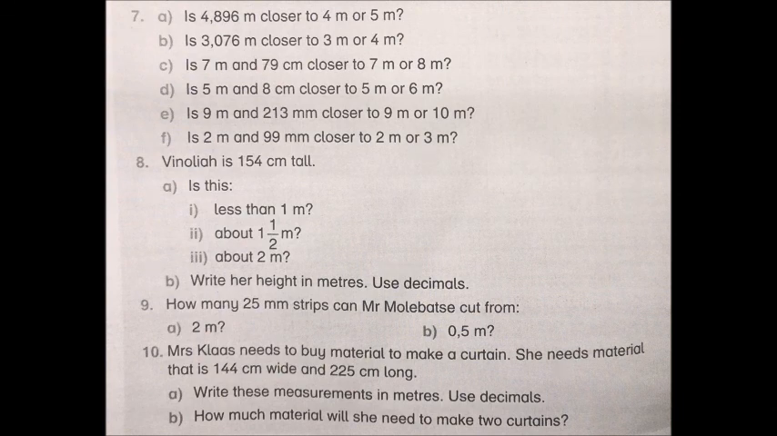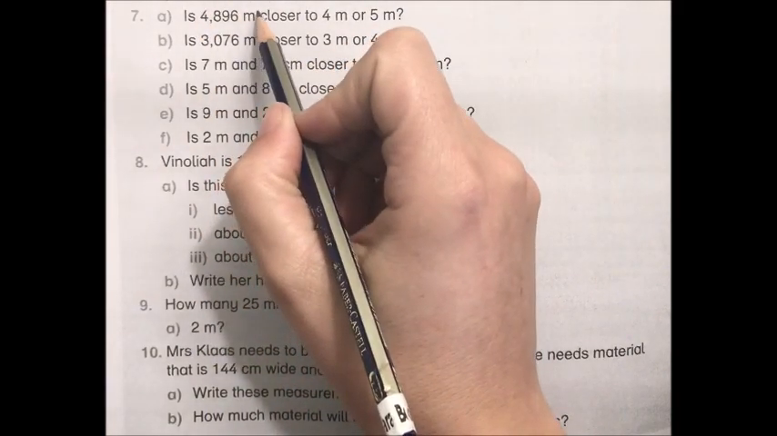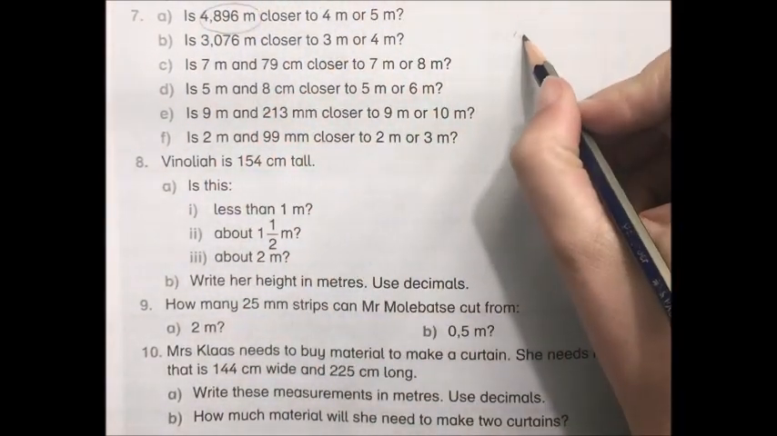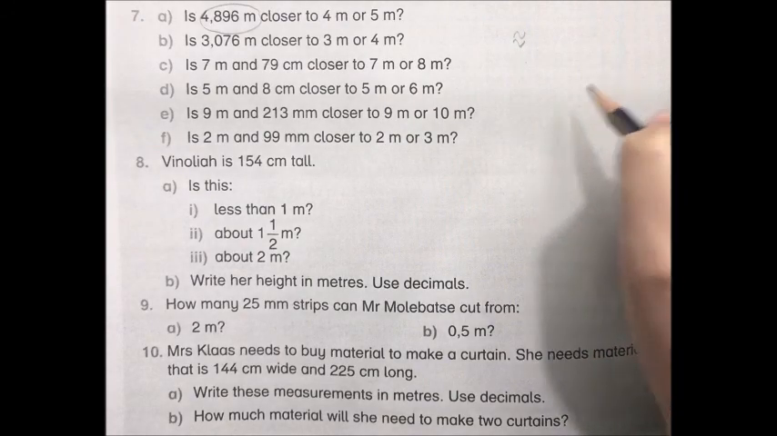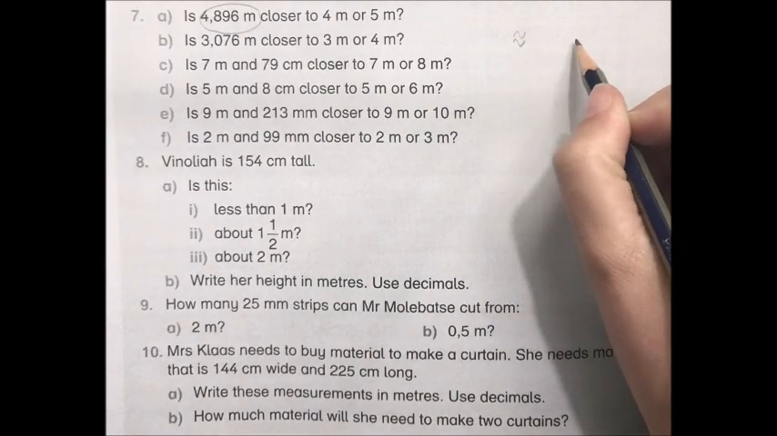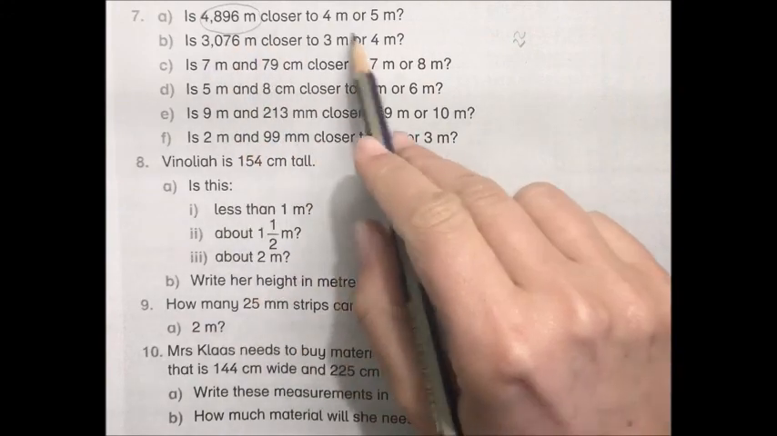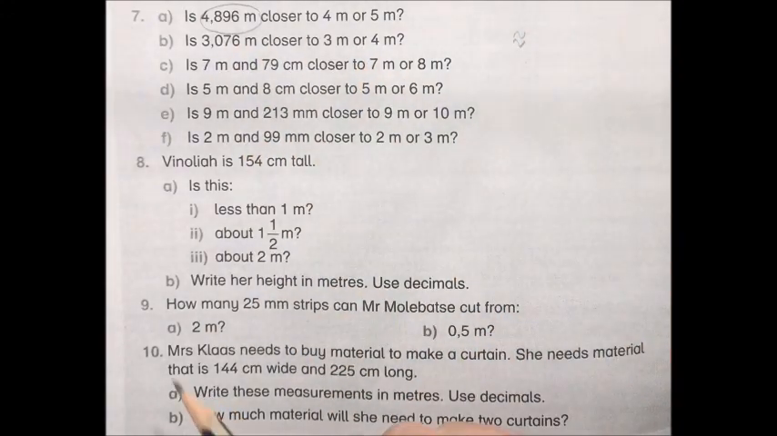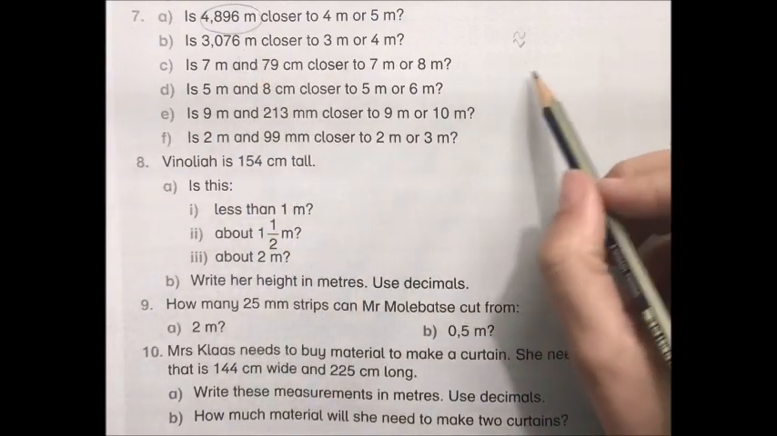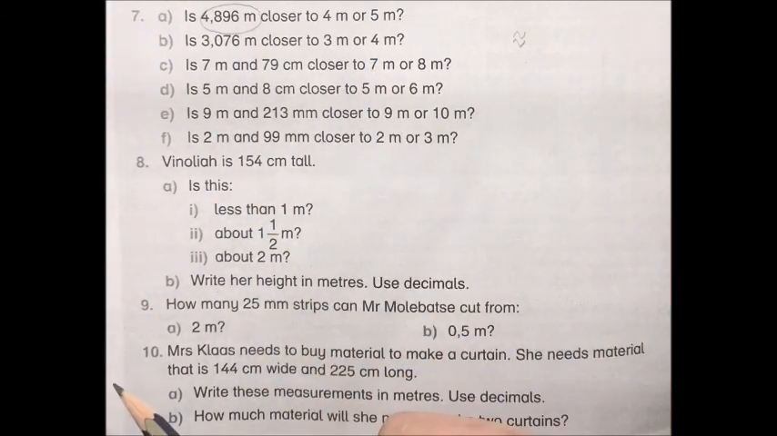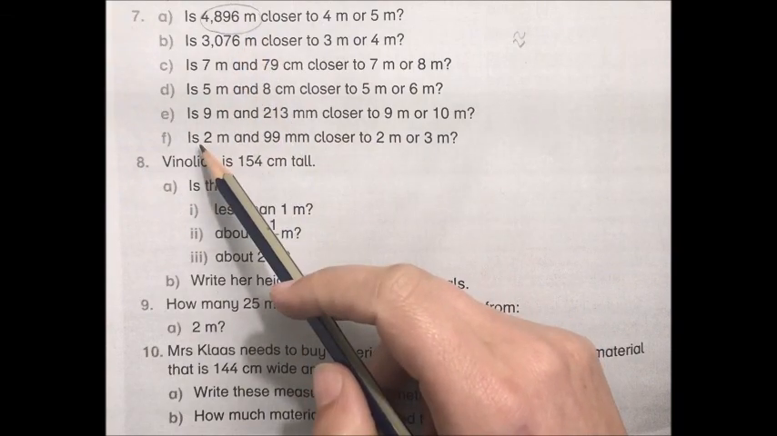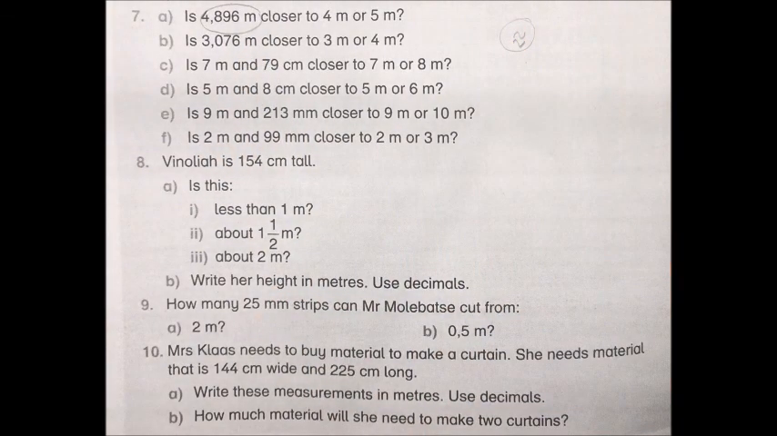For number 7, they are basically looking at rounding off. So they want to know if that unit is closer to 5 meters or 4 meters. So you have to write down 4,896 meters, and then you use the rounding off sign, and you then either say round it off to 4 meters or 5 meters. You choose one of the two, but you don't say equals because it's not equal to, it's rounded off closest to that. Same with 3,76 meters, rounded off and either to 3 or to 4 meters. So you complete that for A to F, and remember you use the rounding off sign.